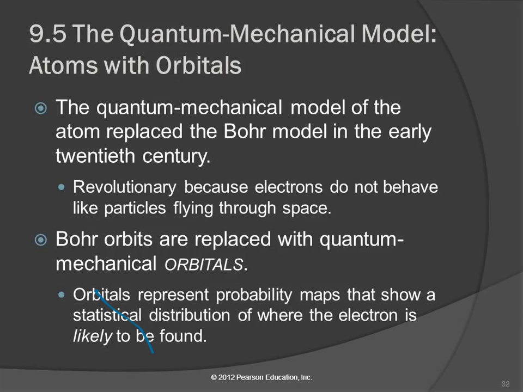Probability maps. They're not paths that the electrons follow. They're probability maps that show statistically where an electron is likely to be found. We can't say the electron is here at this time or it's there. They're very squirrely, unpredictable little things, those electrons.